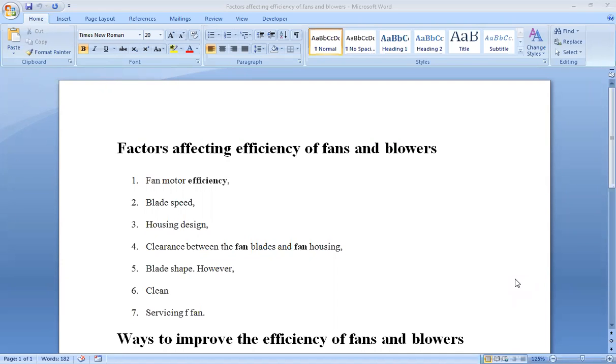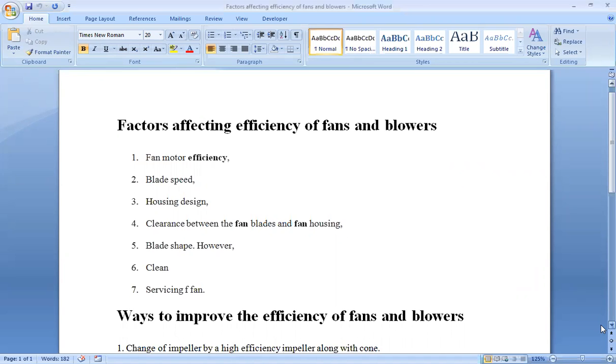So complete overhauling of the fan and the motor should be done frequently if it is an industrial fan, and if it is overloaded and working around the clock, then frequent overhauling and servicing of the fan is needed. We can call it preventive maintenance of the fan, so that we maintain the fan before it goes for breakdown.